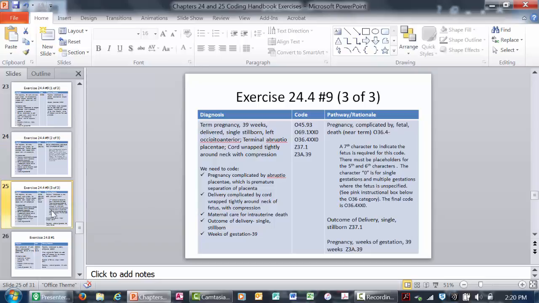And then when we go here, we have to also code maternal care for intrauterine death, the outcome of delivery, and the weeks of gestation. As I mentioned in the previous slide, anytime the baby dies, maternal care is provided, and you are coding pregnancy complicated by fetal death. There's the outcome of delivery, single stillborn, and the weeks of gestation.